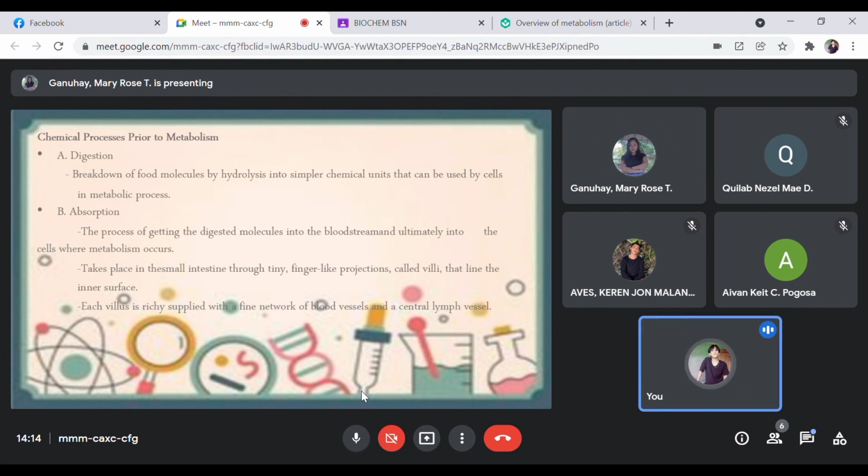So, this is how the processes prior to metabolism work. After we chew and swallow the food, it goes to the stomach. Then, in digestion, food is broken down into minuscule nutrients in the stomach. In absorption, the nutrients are absorbed into the bloodstream from the small intestine. After the nutrients are absorbed into the bloodstream and travel to all cells of the body, metabolism occurs.